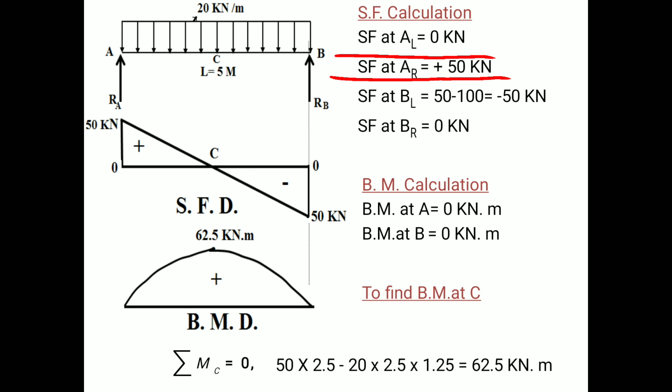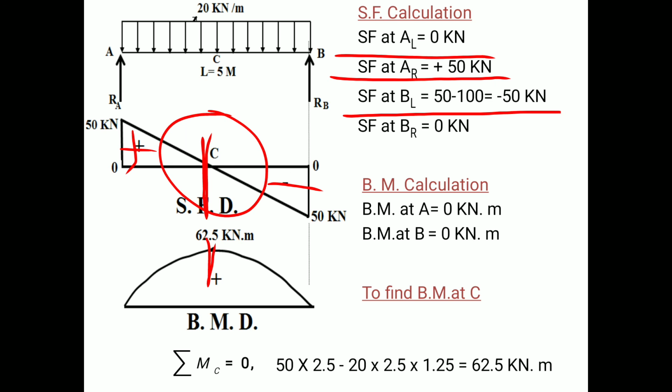As the shear force changes from positive to negative over here, we have zero value of shear force at point C. As per the relation discussed earlier, we will get the maximum value of bending moment where the shear force is 0. So our shear force is 0 at point C, meaning we will have maximum bending moment at point C. Therefore, we have shear force at left of B equal to minus 50 kilonewton, and shear force at right of B equal to 0 because it's an end.